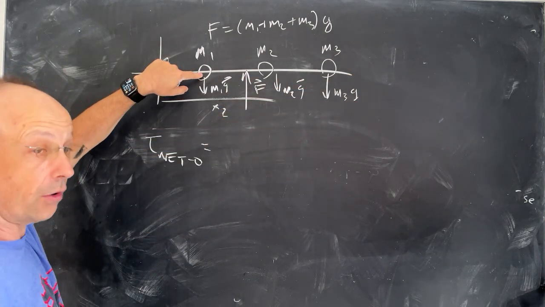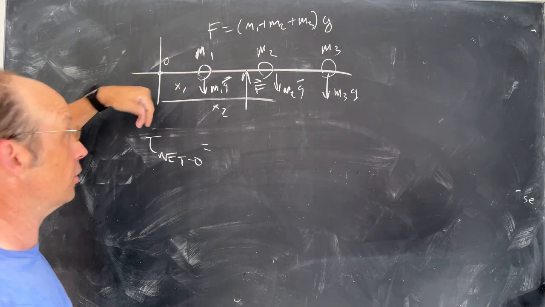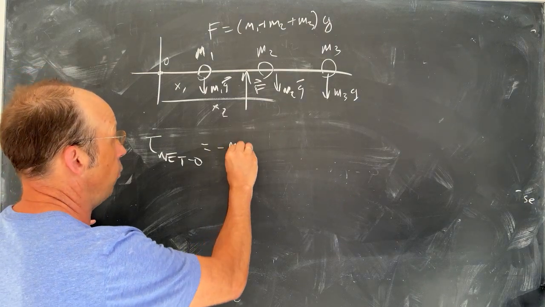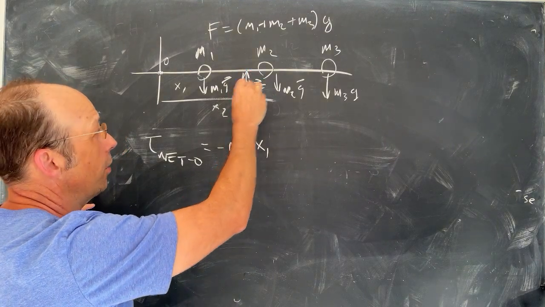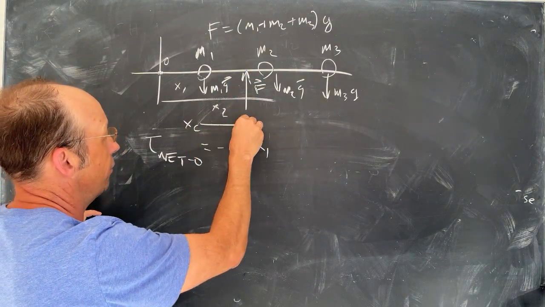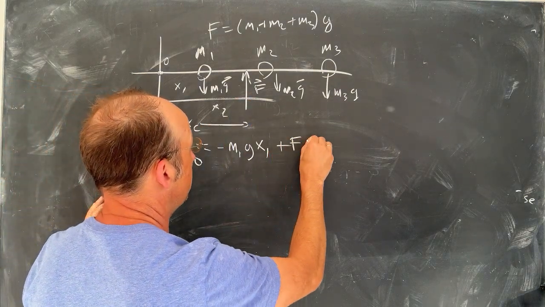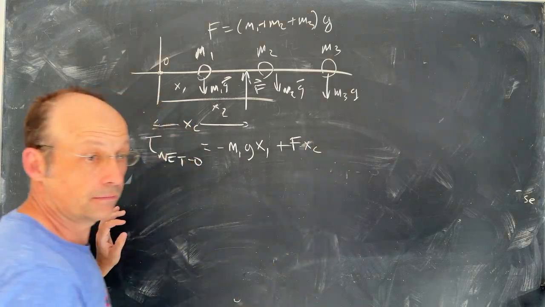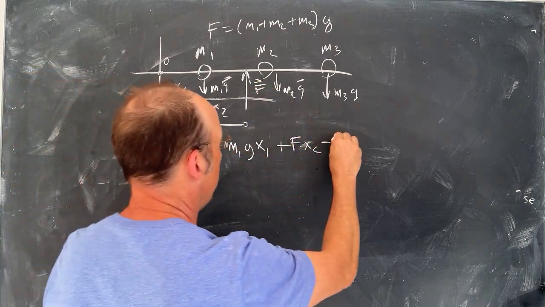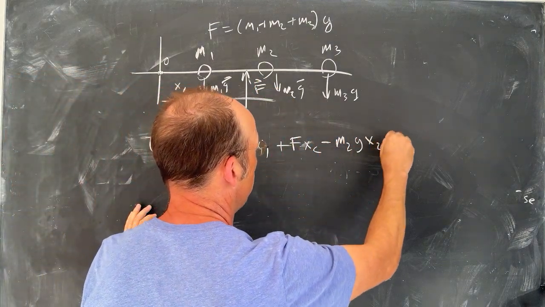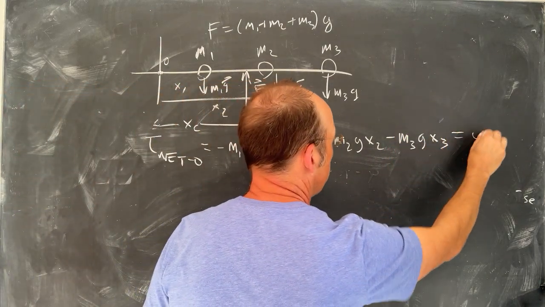So let's start right here. This is going to be a force that would want to make it rotate this way, which is clockwise, so that's going to be negative: negative the force, m1g, times its distance, x1. Then I have this force, which I don't know where it is, but I'm going to call that xc for the center of mass. That's going to be a positive torque, plus F xc. And then the sun came out. Look at that. And then I have minus m2g x2 minus m3g x3, and that has to be equal to 0.